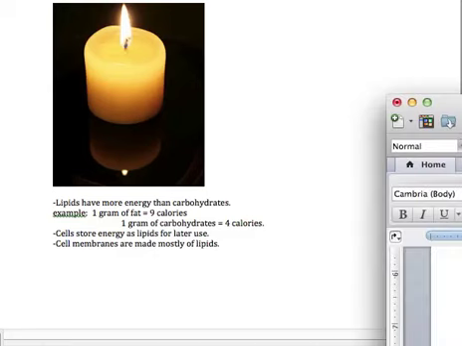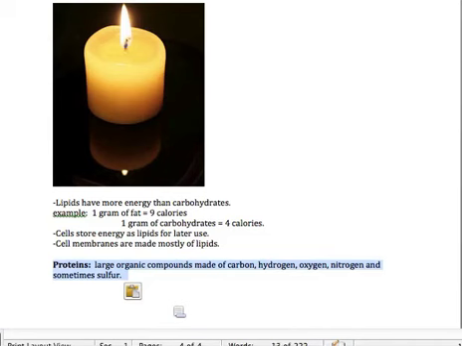Now let's look at proteins. Proteins are large organic compounds made, again, of carbon, hydrogen, and oxygen. Just like lipids and carbohydrates, they're made of carbon, hydrogen, and oxygen. The difference between proteins and lipids and carbohydrates is that proteins are also made of nitrogen and sometimes sulfur.